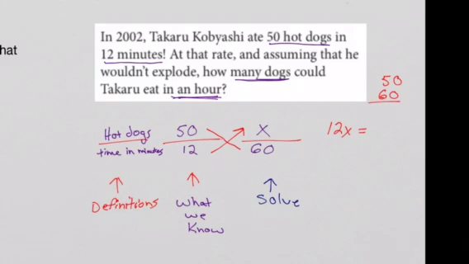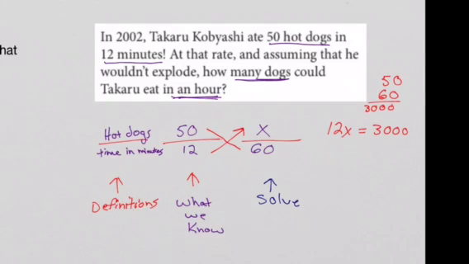Of course, one way to speed this up is simply to do 5 times 6, which is 30. And then we add the 2 zeros back in. So 50 times 60 is actually 3,000. So 12x equals 3,000.